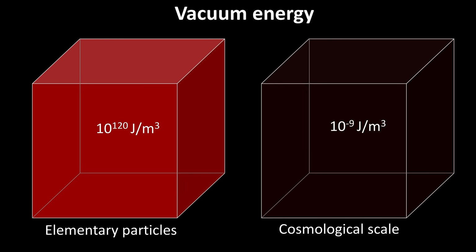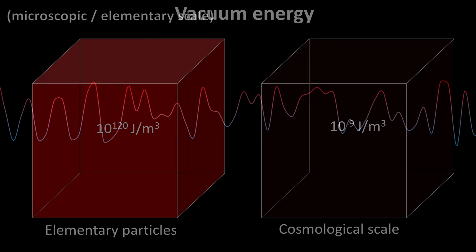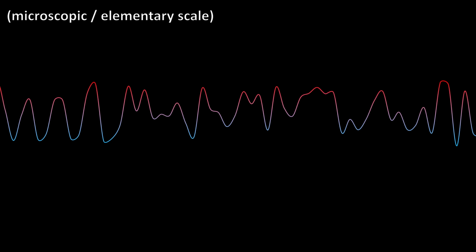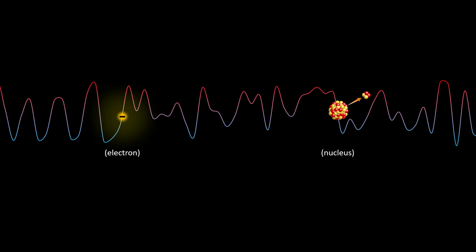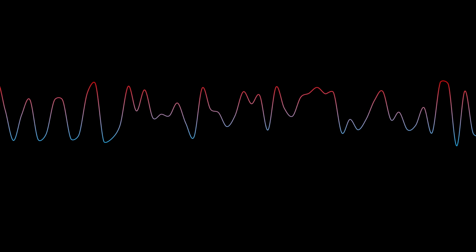Let's return to the huge difference in vacuum energy as a function of scale. If we assume that there are large fluctuations in the energy density of space on very small scales, these can do a lot of work on elementary particles like electrons or atomic nuclei, for example, facilitate nuclear decay, and together all these high frequency fluctuations will effectively amount to a huge energy density of space.